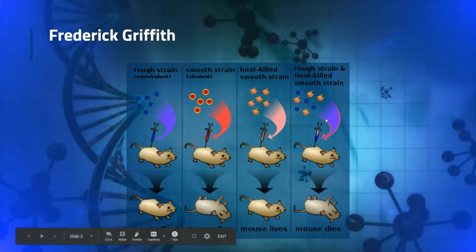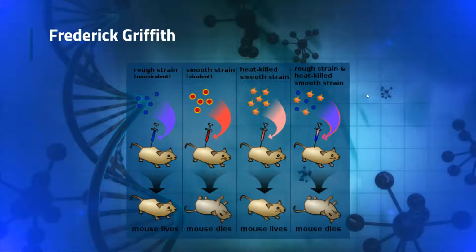And then this fourth trial is where things got a little crazy, and Griffith actually discovered something brand new that nobody had discovered before. So what he did is he took the non-deadly strain, this little blue strain right here, and he mixed it in with the heat-killed version of the deadly one.